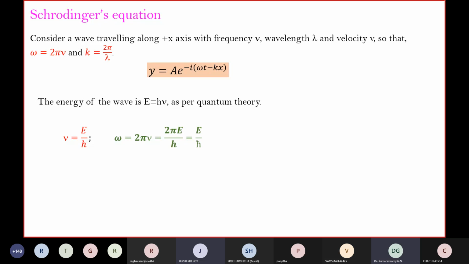Sir, omega is equal to 2 pi E by h. How did it become E by h, sir? Where did the 2 pi go? 2 pi is below h, h by 2 pi is h cross. Okay, sir.